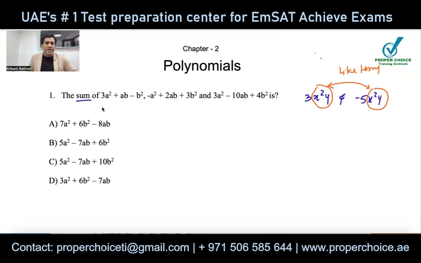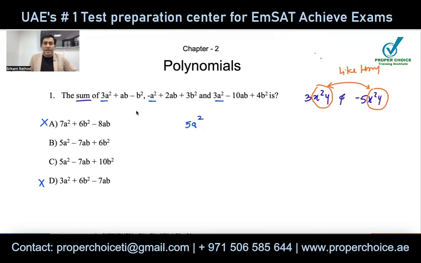Let me start with the a square term. 3a square minus a square together gives me 2a square, and 2a square plus 3a square in total is 5a square. Simply add or subtract the numbers present with a square: 3 minus 1 plus 3. So for the first term I get 5a square. If you look at this, by doing the first part itself, I can get rid of option A and option D, because 5a square is the first term I must have.